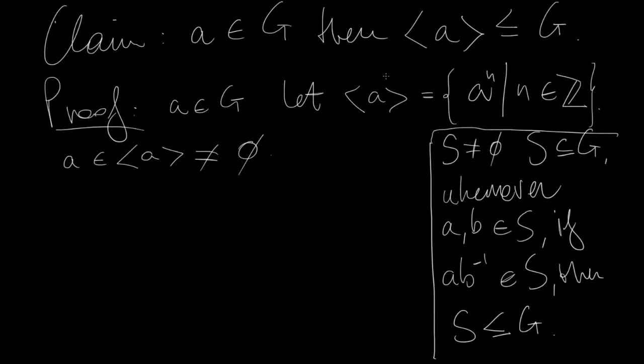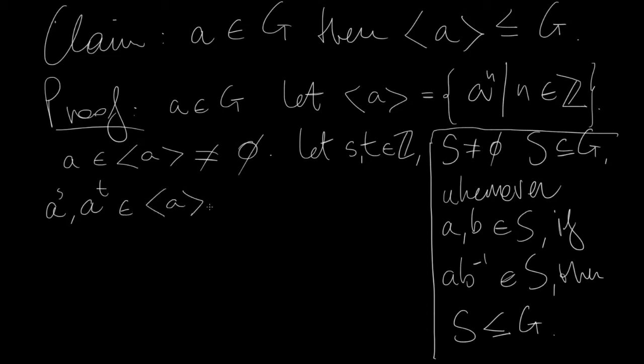So what are our elements? Our elements are in this form. They're all integer powers of A. We need two elements. Okay, so let's do this. Let S and T be integers. Okay, and let's pick these two elements, A to the S and A to the T, since they are elements of the set.